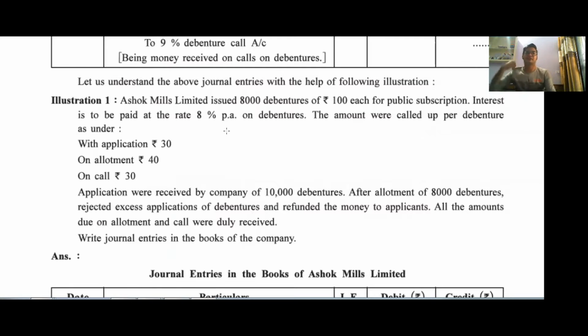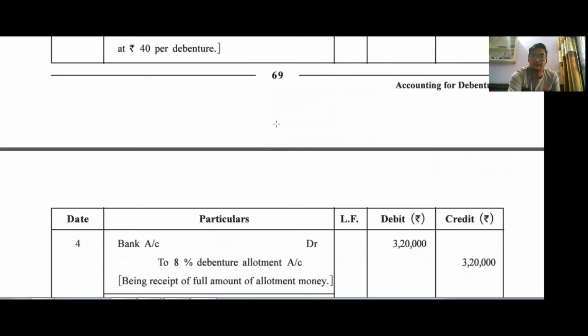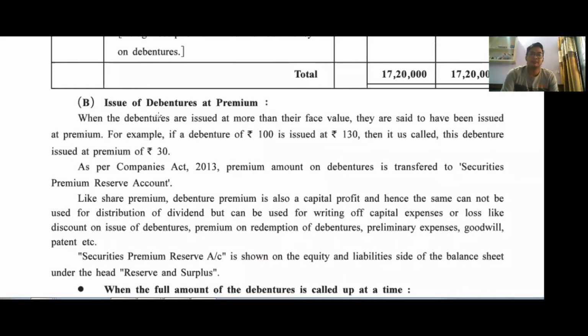So after completing this journal entry, there is a specific sum, but the practical part we are taking in the next session. Before that, I am completing this theory part. Second point, that is issue of debentures at premium. It means when debentures are issued with premium. Now what is premium? If the price of debenture is 100, but the company is charging 130 per debenture in this example, so 30 rupees that the company is excessively charging is called premium.